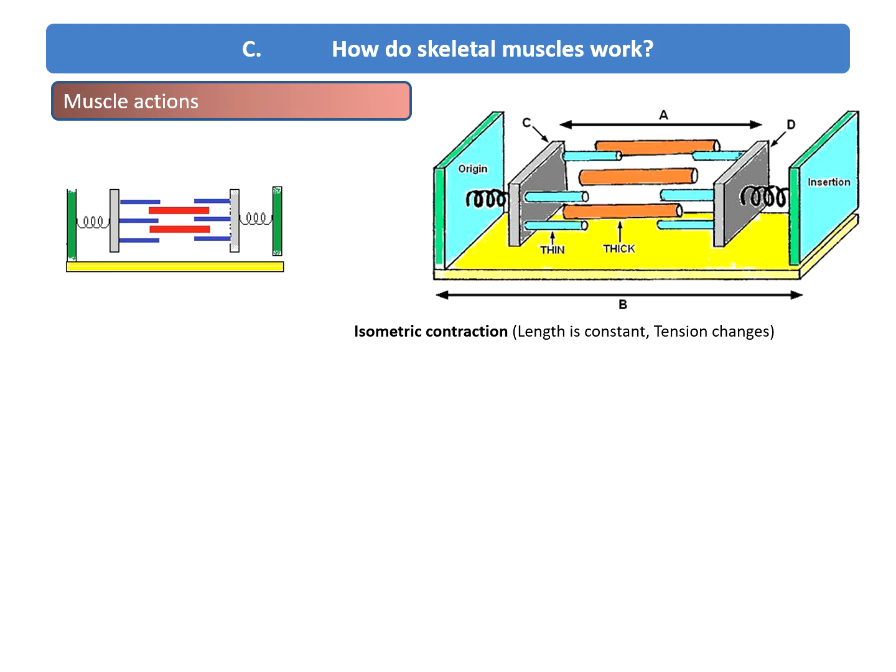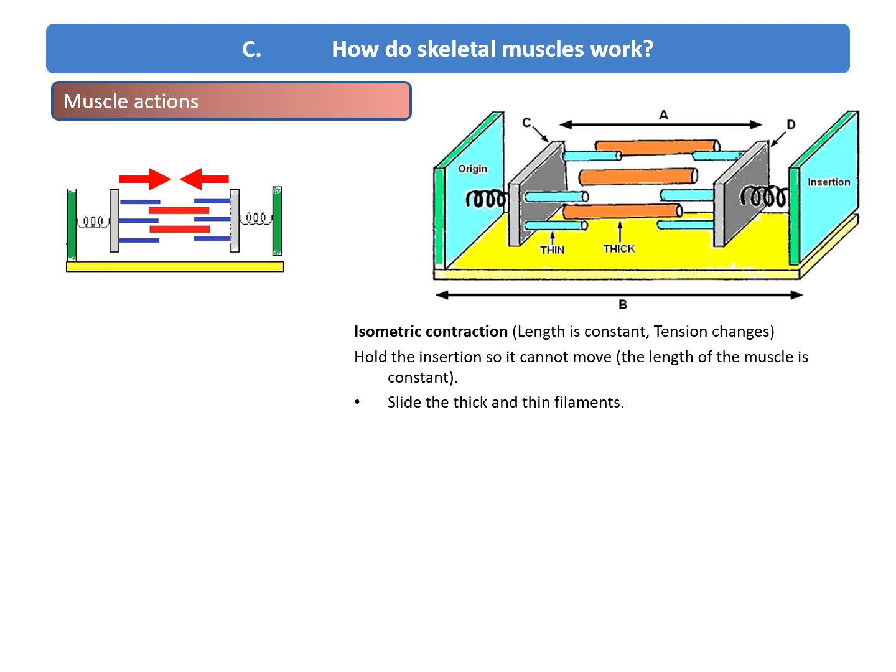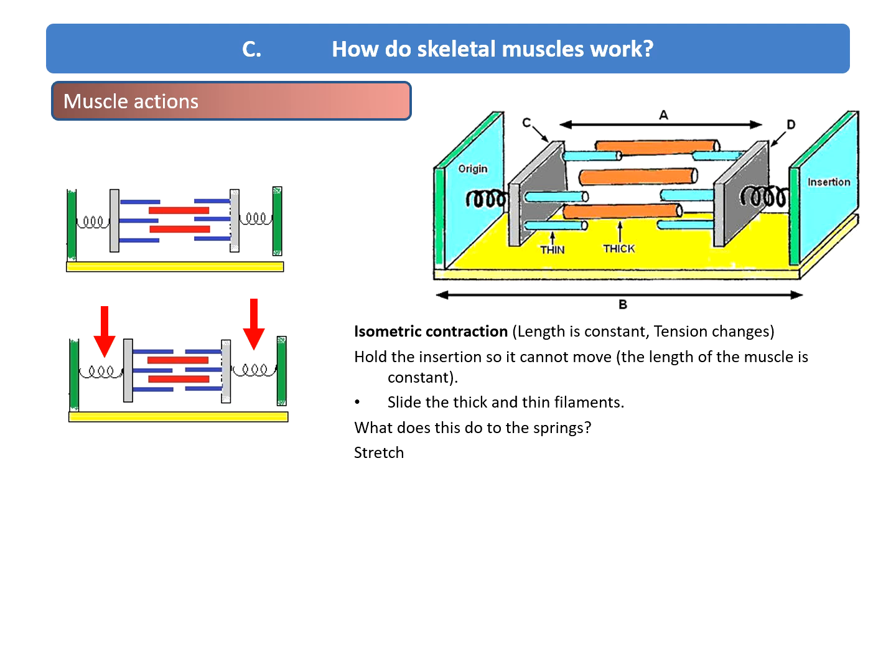Let's look at isometric contractions. The length is constant, but the tension changes. Hold the insertion so it can't move. The length of the muscle, therefore, is constant. Slide the thick and thin filaments. What does this do to the springs? It causes them to stretch. Does the muscle change length? No, because you're holding the insertion steady.